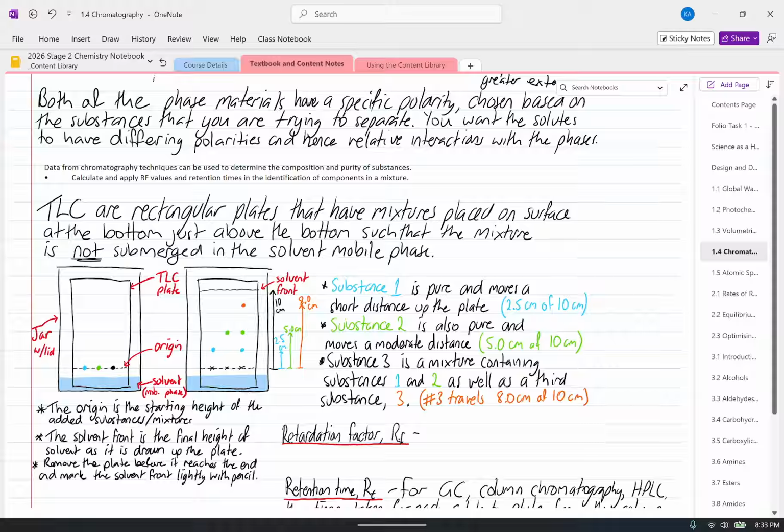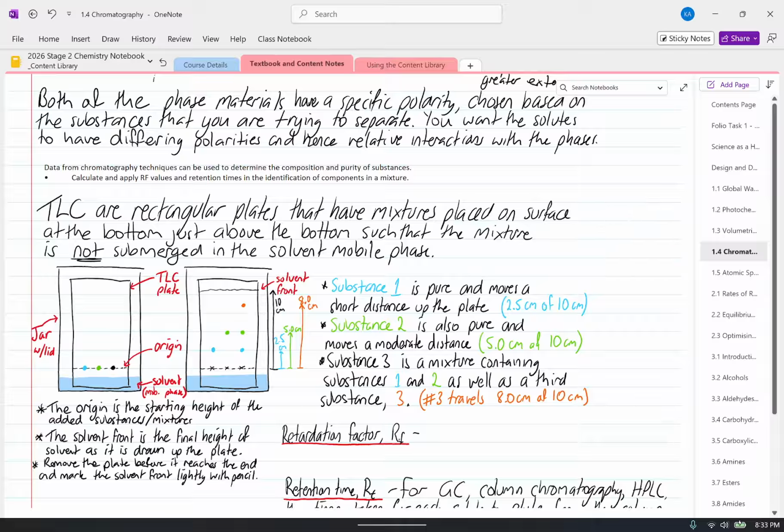So this indicates here the solvent front, which is a new part. The solvent will move up using capillary action, so it'll essentially get sucked up the plate against gravity, and once it gets towards the top, not all the way to the edge, but towards the top, you pull your plate out so that no more solvent can get dragged up.